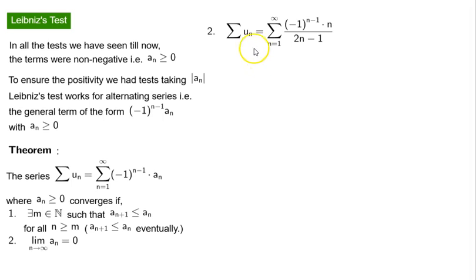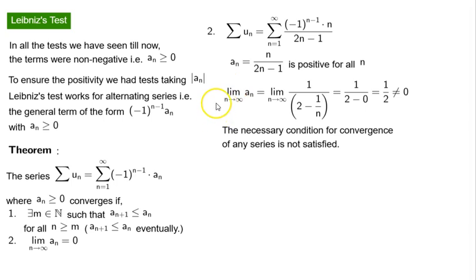Now let's look at the second problem. Series u sub n is equal to the series of minus 1 to the power of n minus 1 times n divided by 2n minus 1. So here A sub n is equal to n by 2n minus 1. And this is positive for all n. Now limit as n goes to infinity of A sub n, if we work out the limit, we get 1 by 2, which is not equal to 0. So that means the necessary condition for convergence of any series is not satisfied, or more specifically, the second condition of Leibniz's test is not satisfied.